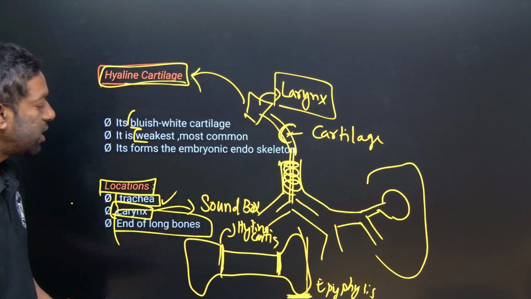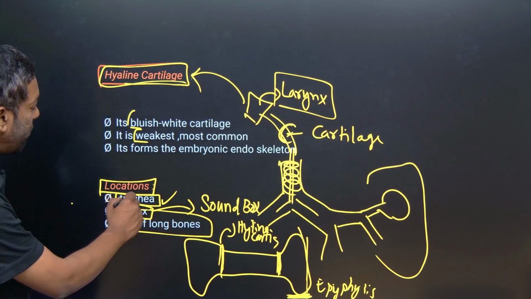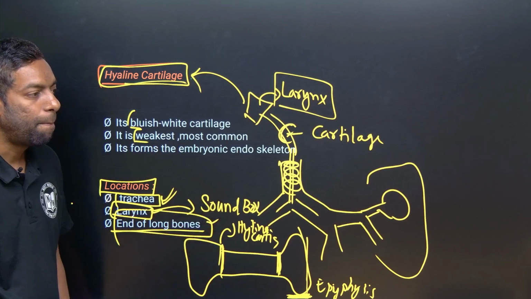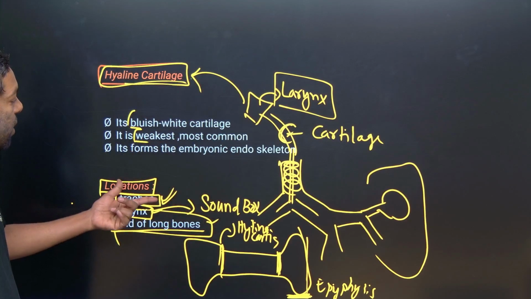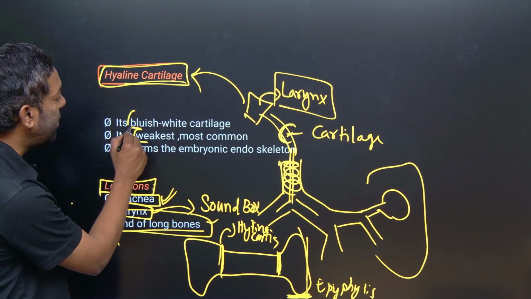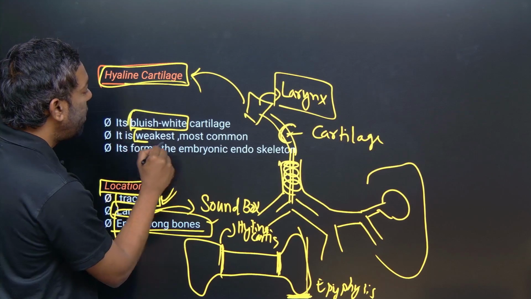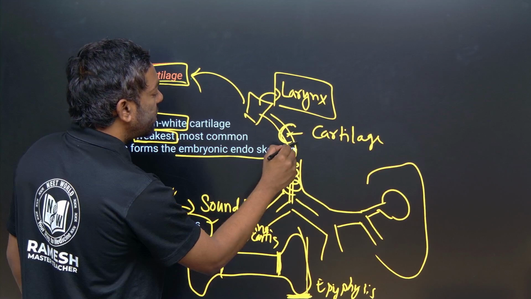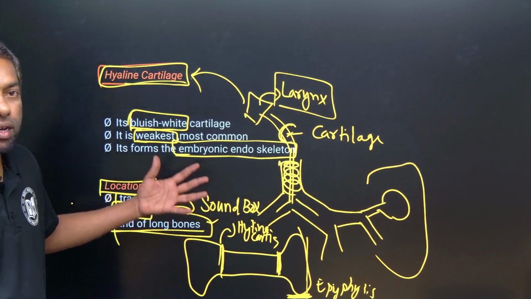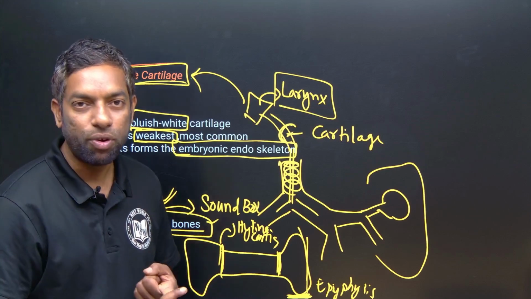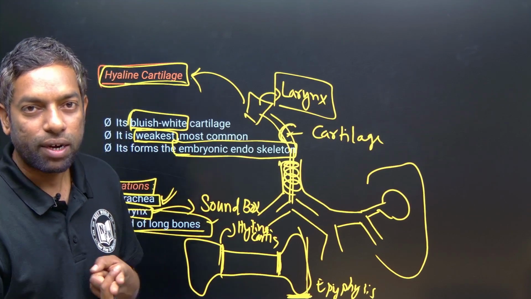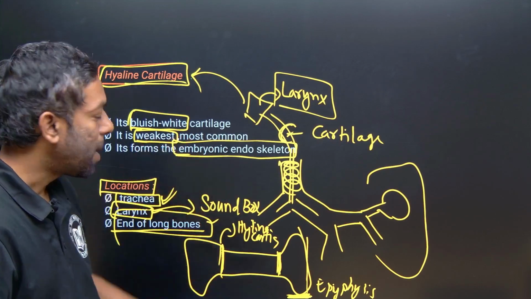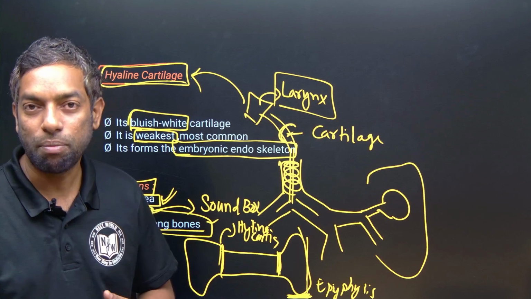Okay, the examples are mainly important. First one is hyaline cartilage, located in the trachea, larynx and the ends of the bone. These are the locations, and these are the characters: bluish white, the weakest, and found in the embryonic skeleton. These three you have to remember. First is bluish white, located at embryonic development. The first formation is hyaline cartilage itself, the weakest and most abundant type.